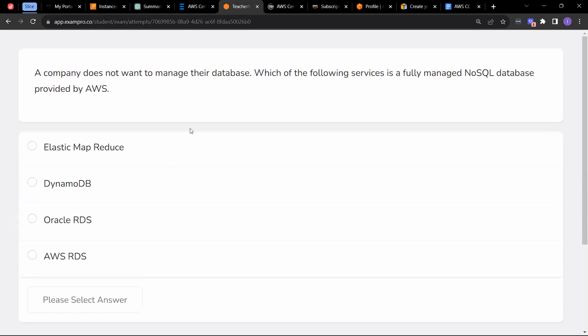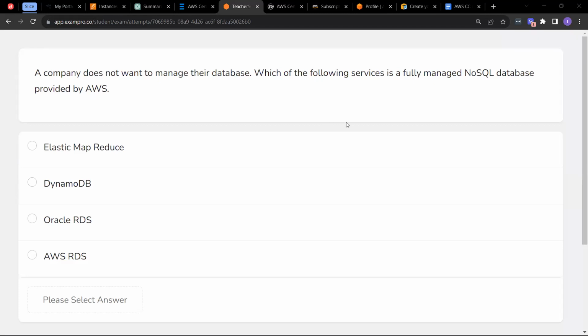So a company does not want to manage their database. Which of the following services is a fully managed NoSQL database? I talked about it not long ago. So let's take MapReduce, DynamoDB, Oracle RDS, AWS RDS. Jason says 4, Prince says 2, Arnold says 2, Rosemont 2, Sita 2, Ellie says 2. Jason, you have changed your answer. Is it because the majority chose 2? Okay, you corrected it. Okay, that's fine.